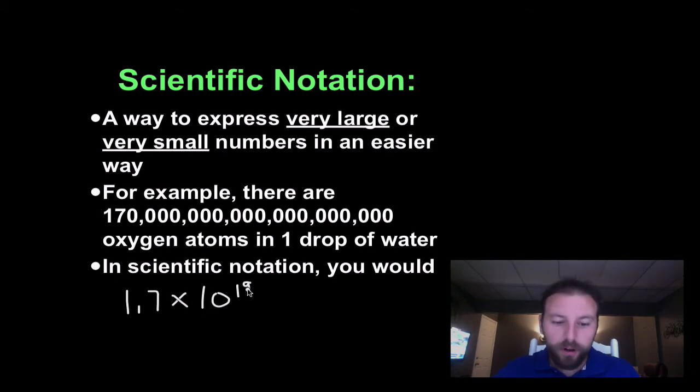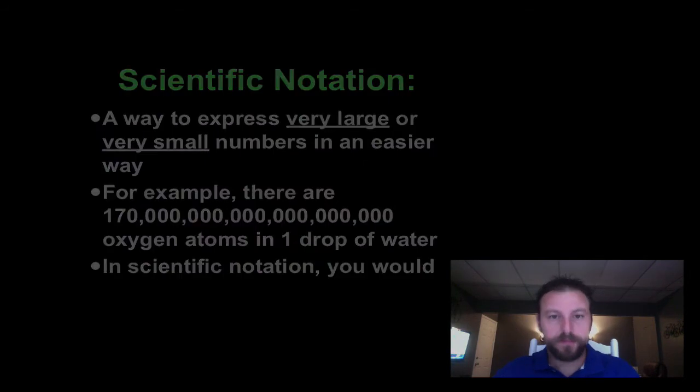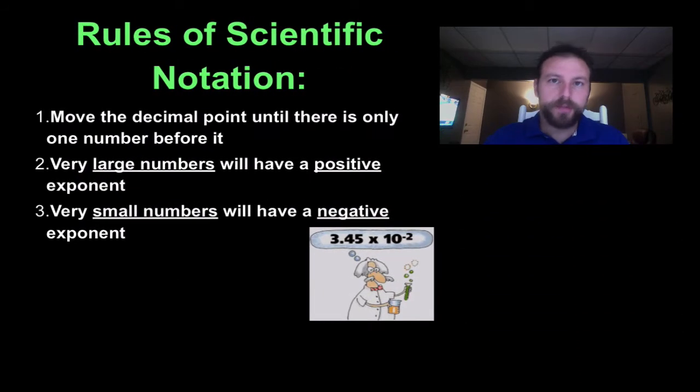So we're going to go over a couple of things to take a look at how we do that. Some of the rules for scientific notation: we're going to move the decimal point until there is only one number before it. And we're going to go over exactly what that looks like. Very large numbers will have a positive exponent, and very small numbers will have a negative exponent. The beauty of this is that you can tell right away just by looking at the exponent if you're looking at a really big or a really small number.